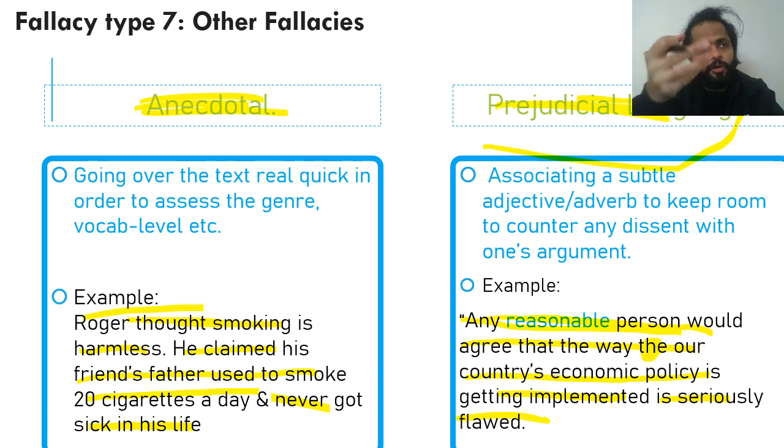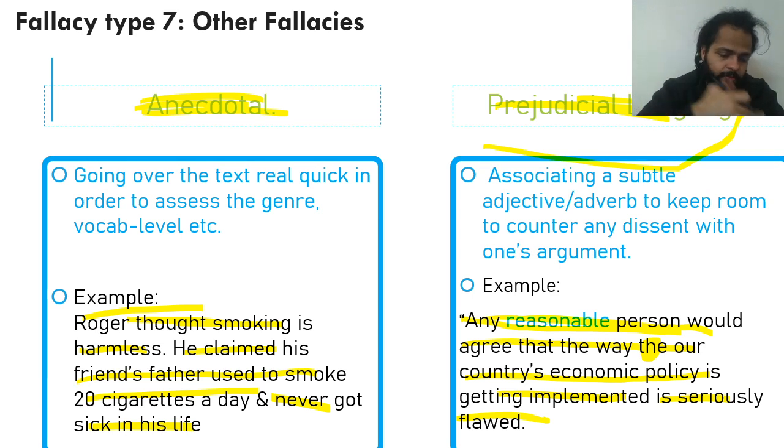So what if I tell the author that, okay, bro, I don't agree with that. You think that any person would agree with that? I don't agree with that. I think the country's economic policy is being implemented in the perfect manner it could be implemented. The author might just respond to me by pointing out the word reasonable. He might just say, bro, I'm talking about reasonable people.